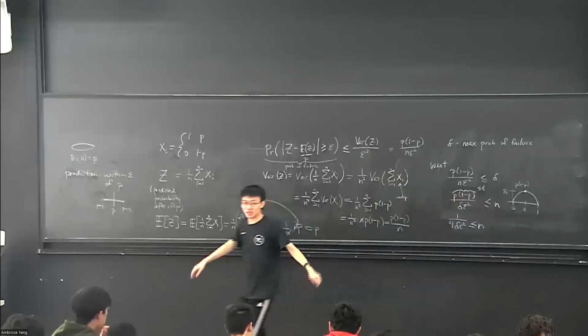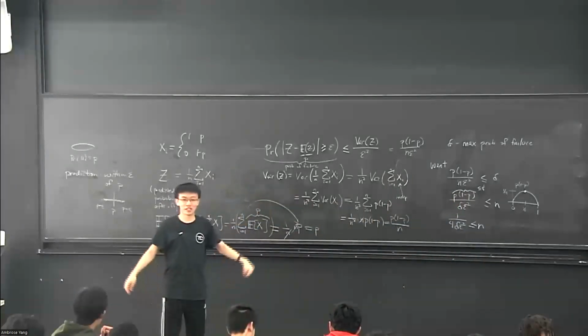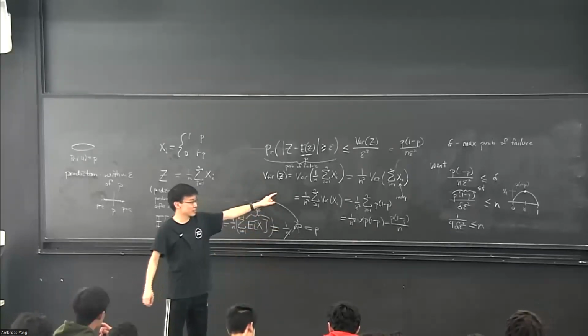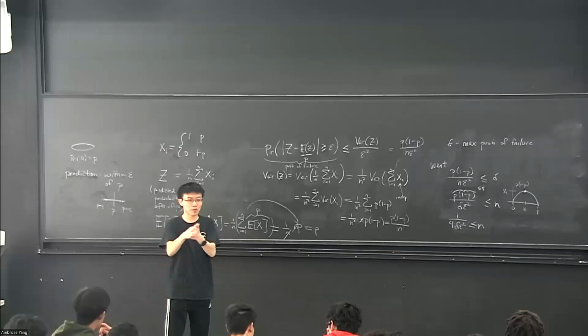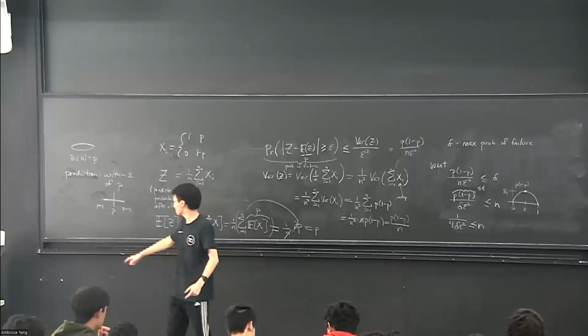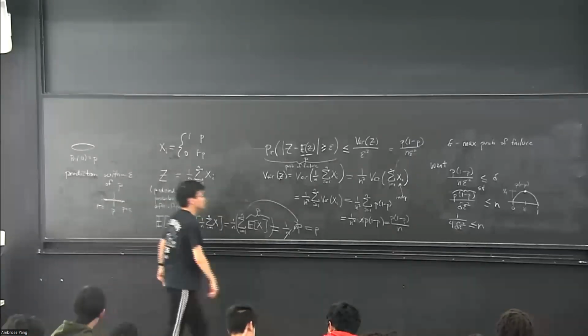This actually comes up if you go off and take more classes in randomized algorithms or something. This is a very simple example of a probably approximately correct algorithm to determine the probability of this coin. You are approximately right most of the time.